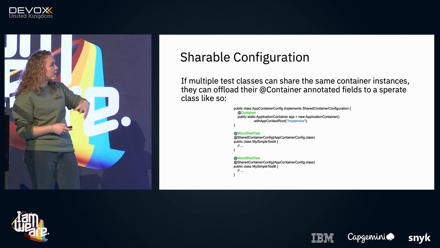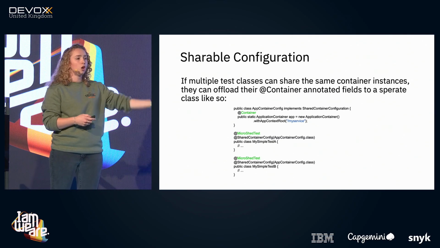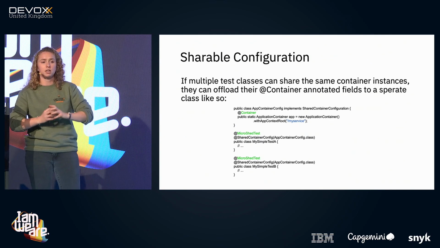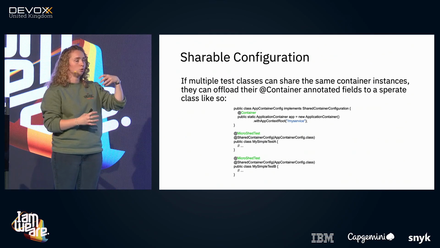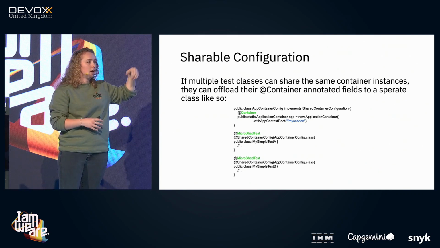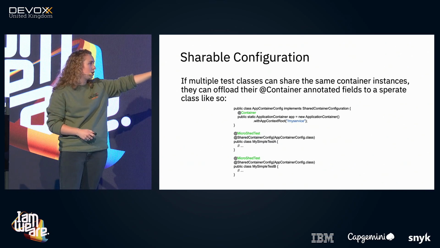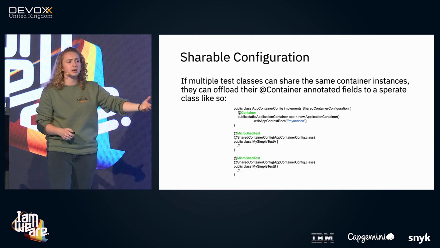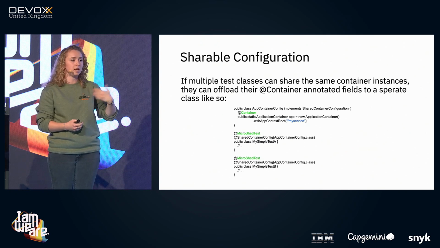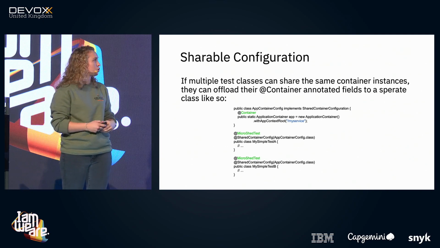This is for any test classes that can share that same container instance, so they can offload the @Container annotation and all of the configuration that you need for that container. You basically create a separate file, or you could do it in a shared file, that has all of the configuration you need for the container. Then instead of putting @Container in your own classes, you can put the @SharedContainerConfig, which you'll see at the bottom here, into each of those test classes. That means that instead of having multiple containers being spun up for each of your test classes, they can just share the same one, saving on resources, saving on time, etc.